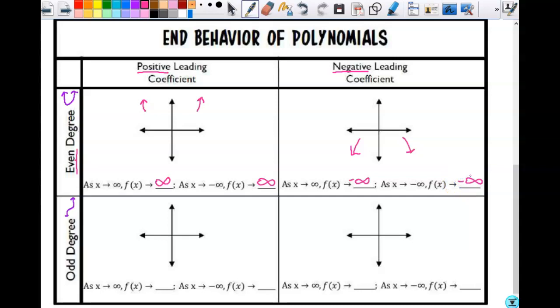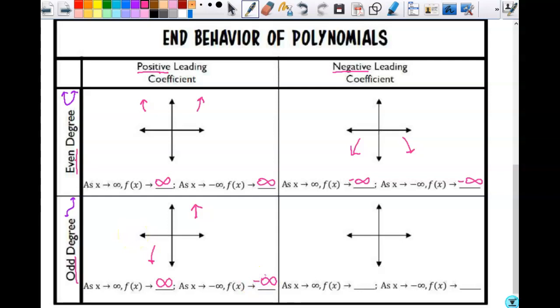For the odd degree, okay, positive leading coefficient, odd degree. It's going to have the same end behavior as a cubic, but we're just talking ends, not the middle here. So it would look like this. So it's down, up, meaning that as x approaches infinity, f of x approaches infinity. As x approaches negative infinity, f of x approaches negative infinity.